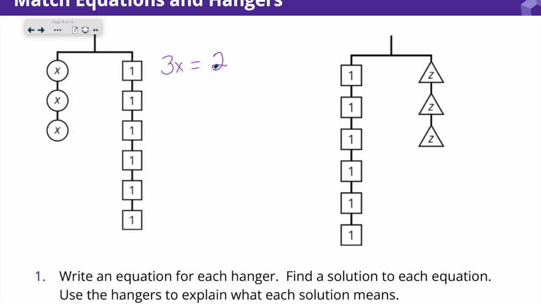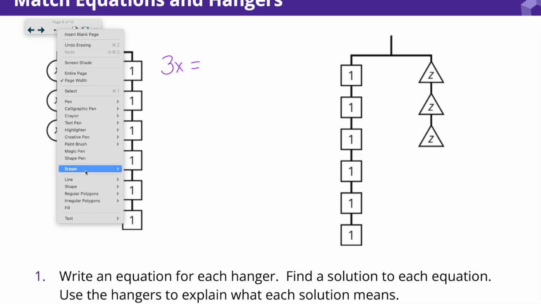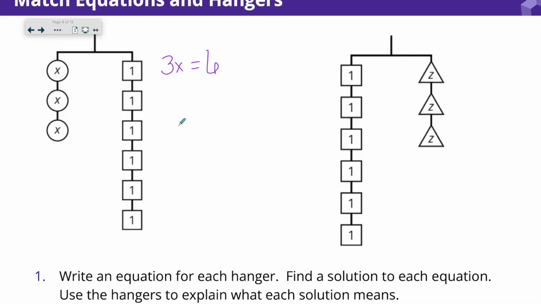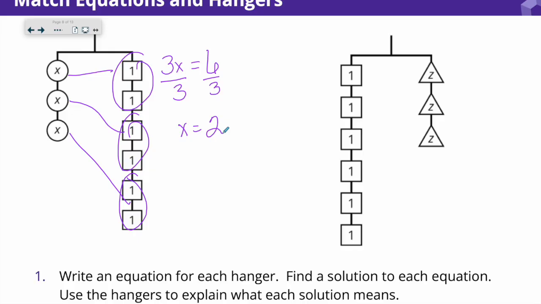3x equals 6. And I know x equals 2 because I divide 6 by 3. But remember, to keep it balanced, we're really dividing both sides by 3. And we use the fraction bar to do that.